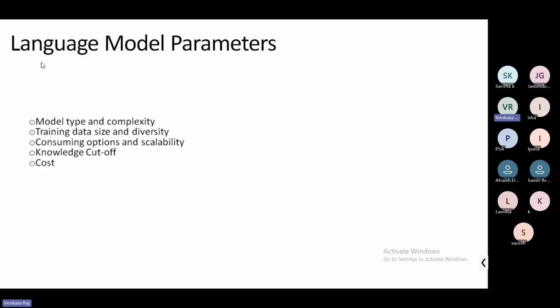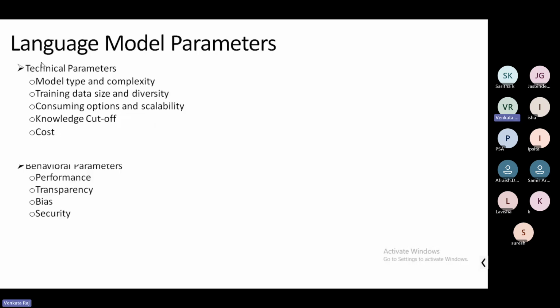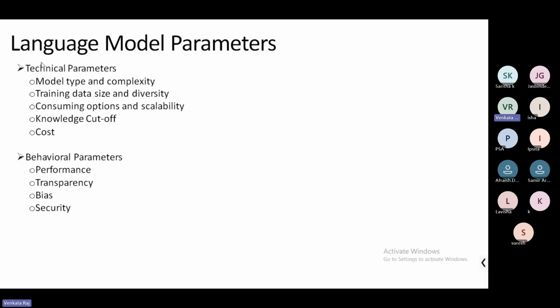Then language model parameters. Okay, language model parameters. So this is again very, very important, guys. Now, what are these language model parameters? The language model parameters can be technical and they can be behavioral. So in the technical parameters, the first one is model type and complexity.